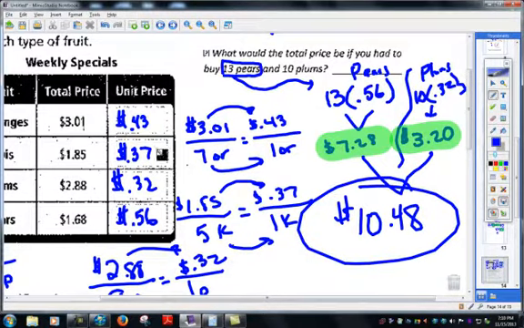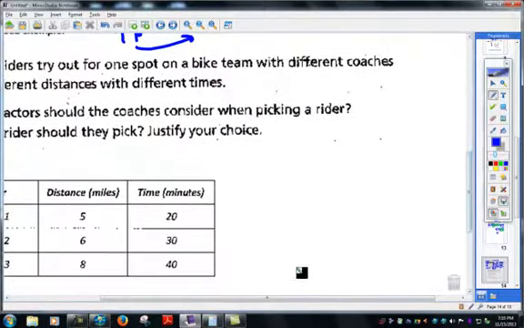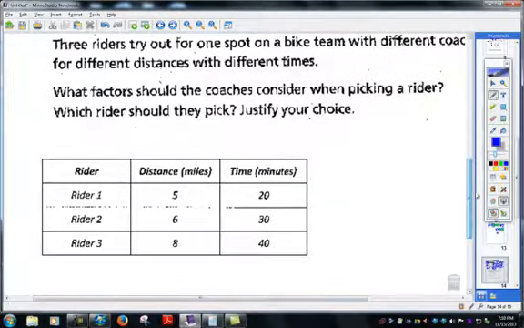I did that very systematically. We found the unit price, and then we figured out how much the pears would cost, and then how much the plums. This is a test question, like I said up there. It is absolutely a test question. Okay, all right, constant speed example.